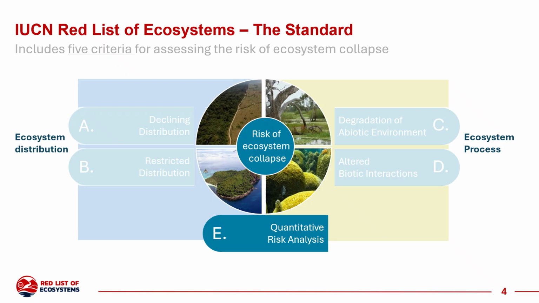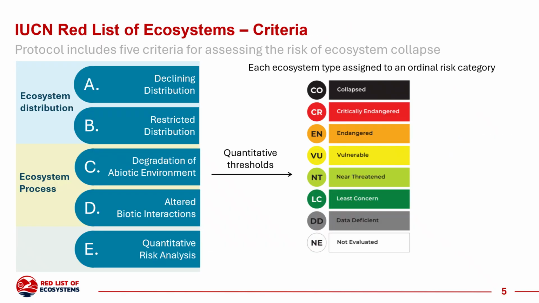Once one or more of the 5 criteria have been applied to assess an ecosystem using the appropriate steps, rules, and quantitative thresholds outlined in the methods, each ecosystem is assigned a risk category that reflects its likelihood of collapse. There are 8 possible risk categories, ranging from ecosystems that are thriving and healthy to those that have already collapsed. At the most severe end is collapsed, the ecosystem equivalent of species extinction. This category is used when an ecosystem has lost its defining features and functions and no longer maintains its identity.